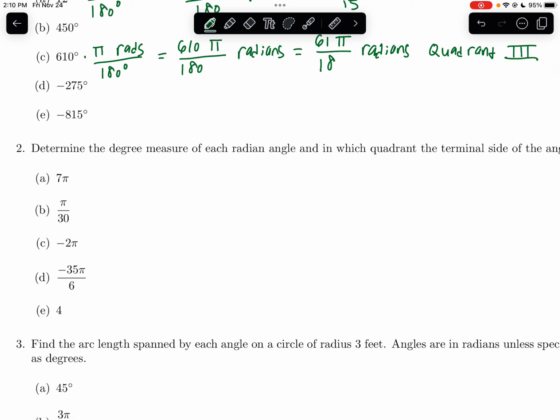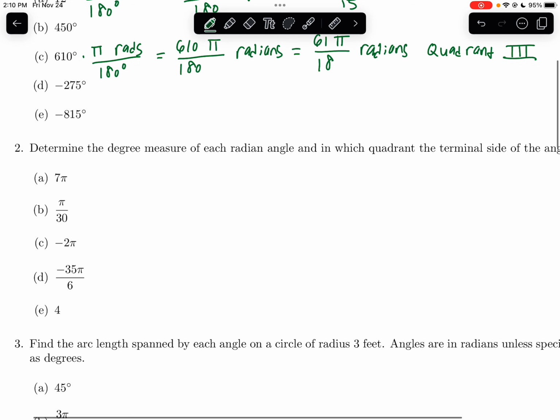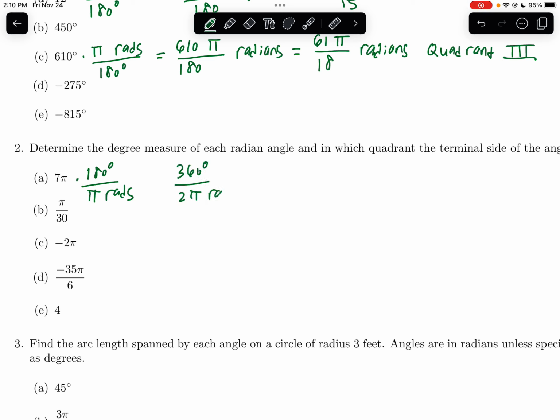So if you're going the other way, you want to determine the degree measure of the radians here. You can do 2 of the more common conversions. You can either do 180 degrees over pi radians, or you could do 360 degrees divided by 2 pi radians. These are equivalent, they're the same thing, just multiples of each other. It just depends which one you want to use. It really doesn't matter.